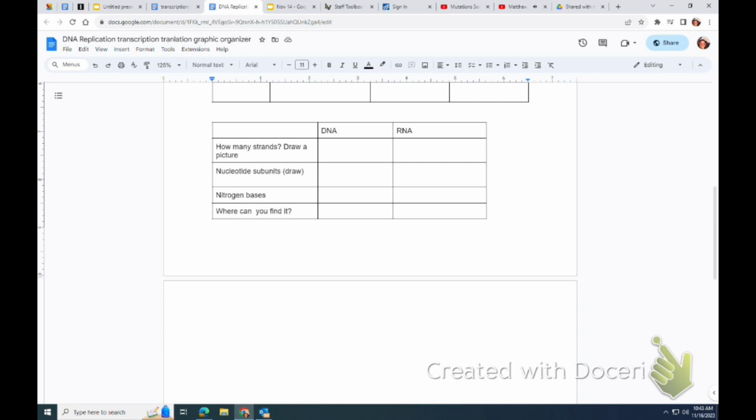So how many strands does DNA have? It has 2. And if I were to draw a picture of DNA, remember it's that swirly, twirly ladder looking thing, right? And then in the middle are my nitrogenous bases, which are actually my genetic information. The middle is what is important. We have a name for that. We call it a double helix.